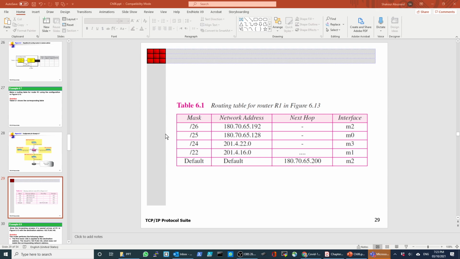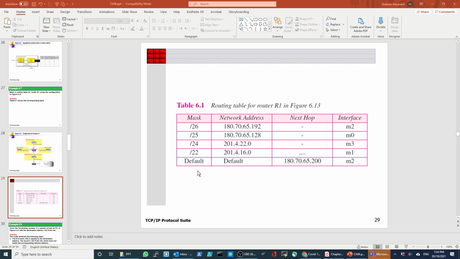This table could have like 100 lines. So if you're going to search for it all the way, it's going to take you forever. So you arrange them from the highest to the lowest. From the highest mask means from the smallest network, to the lowest. All right. So that's what we did in here.